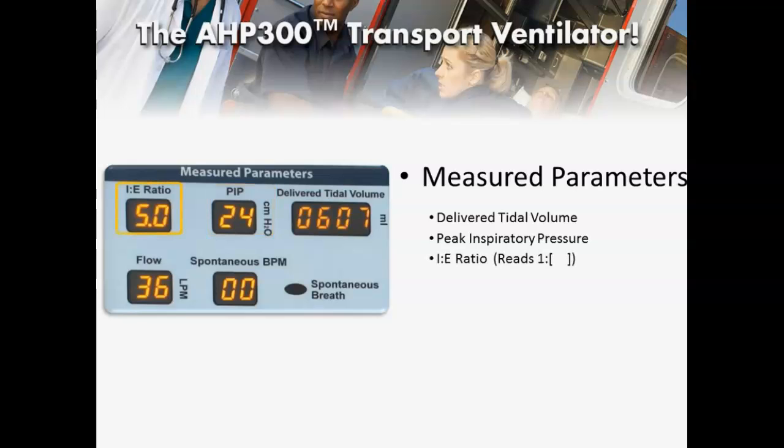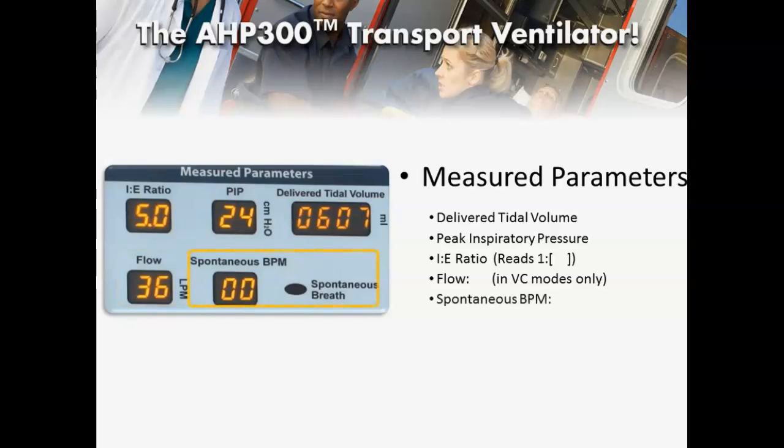I to E ratio. This field will display the I to E ratio based on the set inspiratory time and breaths per minute. In this example, it would read 1 to 5.0. Flow. This field is only active in volume control modes where the vent delivers fixed flows. In pressure control modes, it is blank because the flow is constantly changing in a descending waveform.